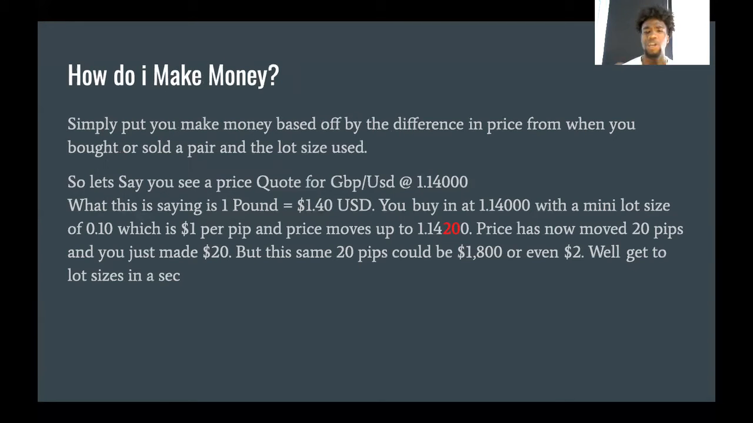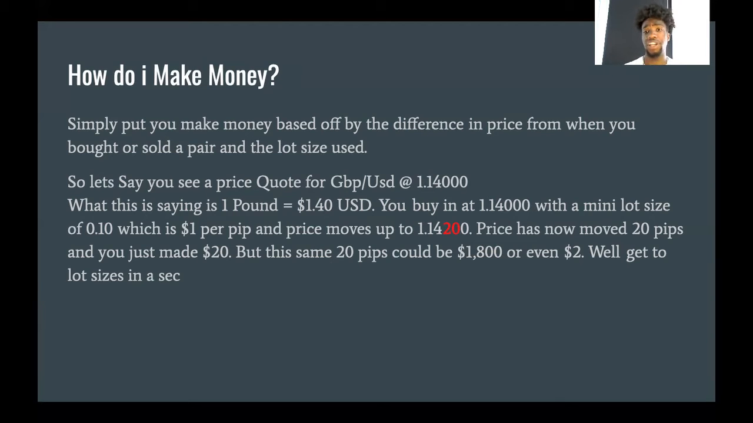So a lot of people are asking, how do I make money in this market? Quite simply put, how you make money in the forex market is based off the difference in price where you bought or sold and the lot size used. There are 3 categories of lot sizes: mini, micro, and standard. At the end of the presentation, there's actually a lot size breakdown, but for right now, mini, micro, standard, right? It's different lot sizes.